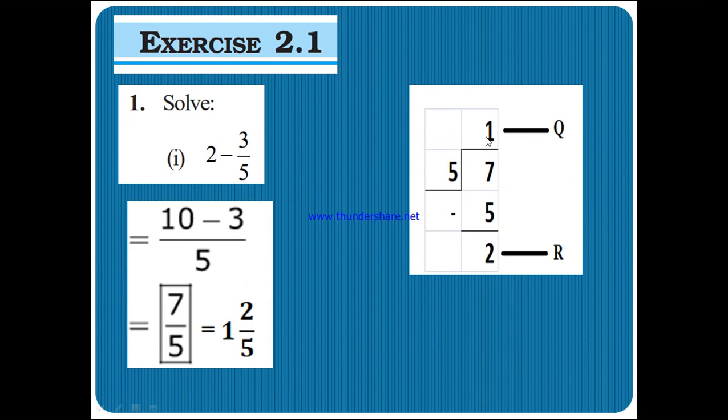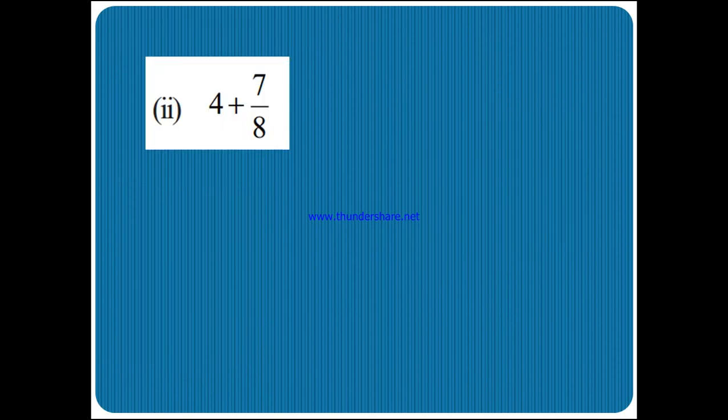So here the quotient is 1, that is whole number 1. Then remainder 2, that remainder 2 becomes the numerator here. Then the same denominator from here. You can write 1 and 2/5. That is the answer. Now second one, so here also you can see a whole number added with a fraction.